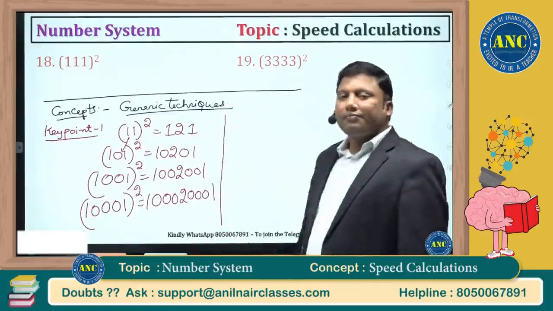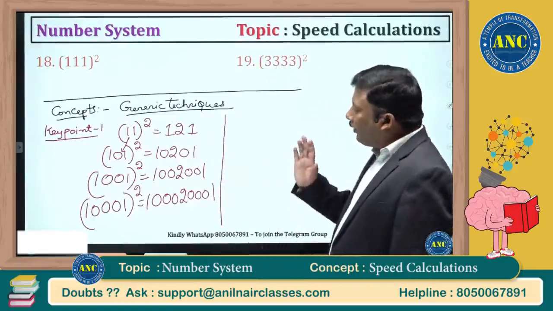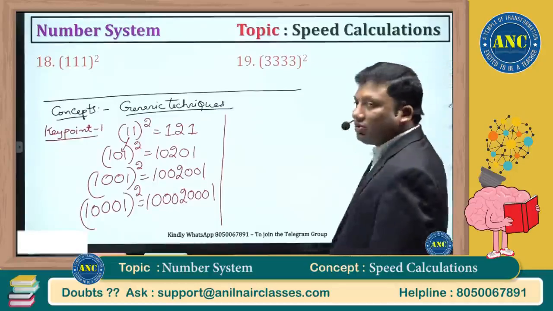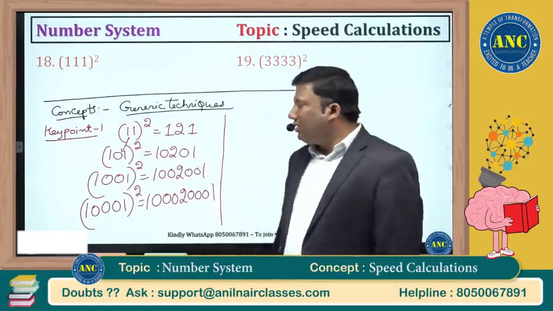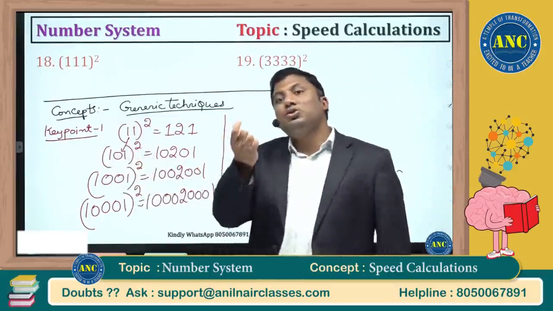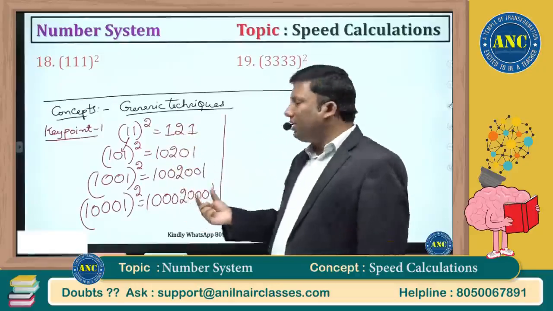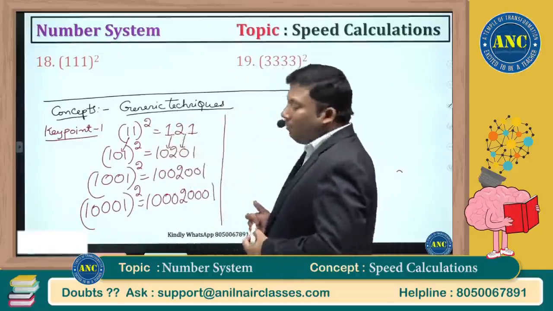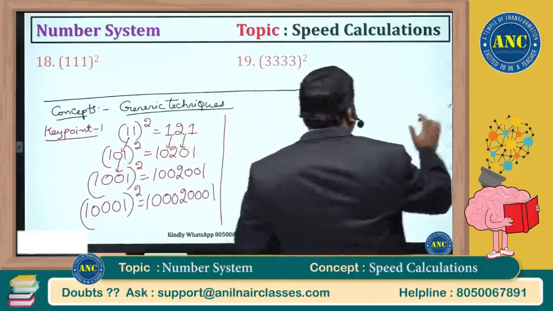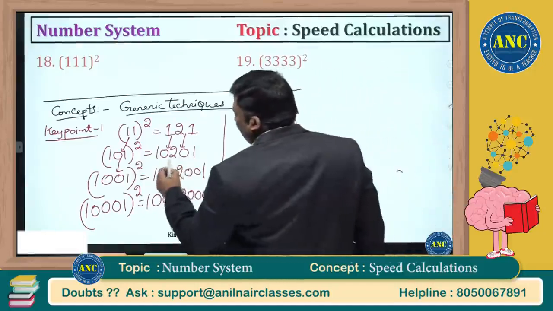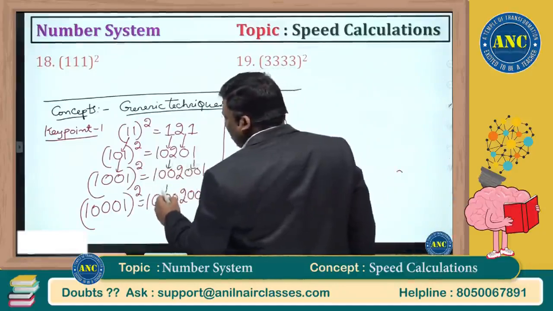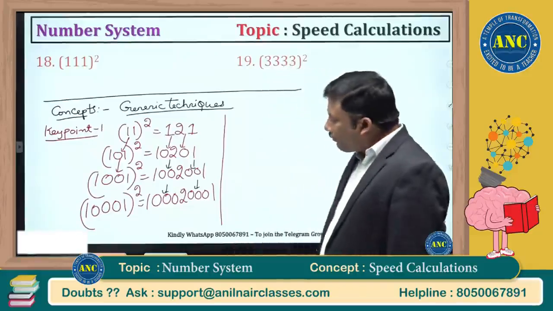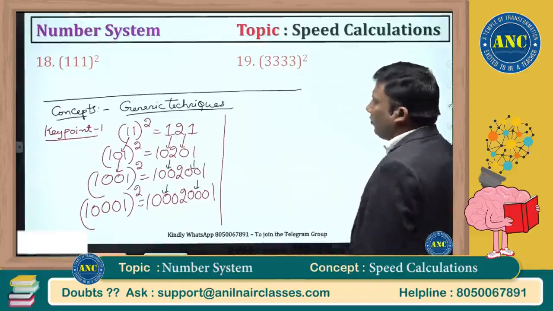What do you mean by a generic technique? Techniques used for particular pattern-based numbers. 11 square is 121. 101 square: between the two ones, there is a 0. Between 1 and 2 I kept a 0, and between 2 and 1 I kept a 0. For 1001 square, between two digits there are two zeros, so two zeros and two zeros. I hope the idea is clear. 1002001.